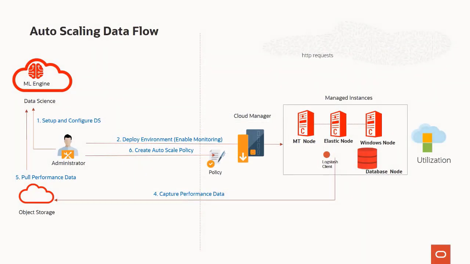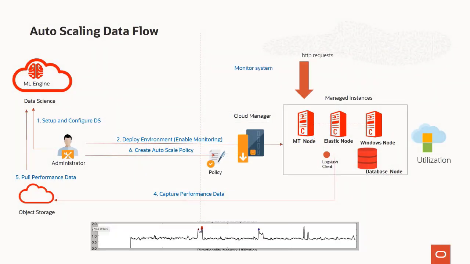Once configured, Cloud Manager collects performance data every 30 seconds and sends samples every 5 minutes to the Data Science Prediction API. When the system detects a positive anomaly, additional nodes are added to keep up with resource needs. Adding a new node typically takes 15 to 20 minutes.